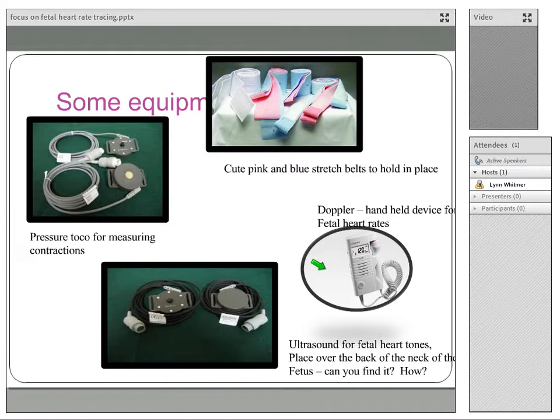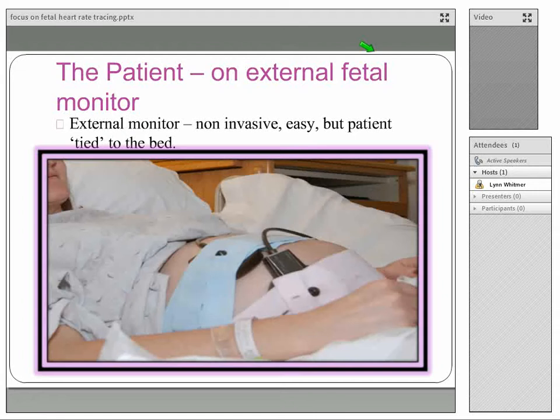With the Doppler, you can hear audible sounds. What is the earliest that we hear audible fetal heart tones? I'll give you a minute to answer that question. If you stated between 10 and 12 weeks gestation, you are correct.